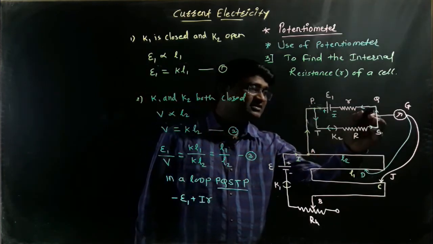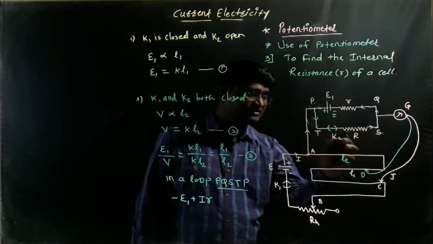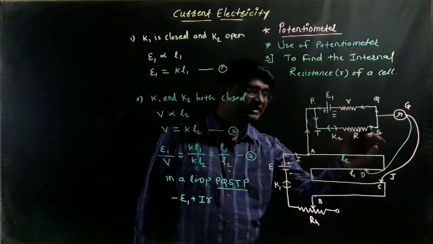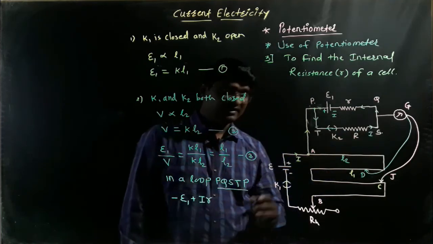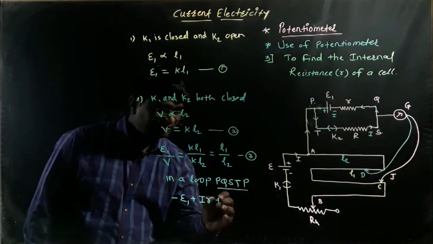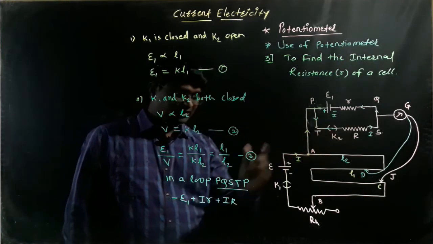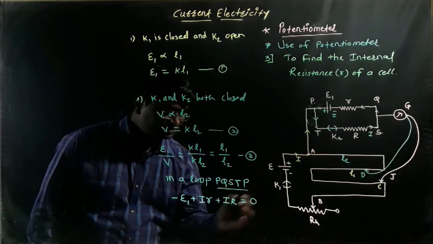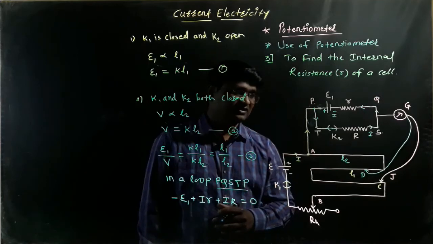So again we reach here from Q to S, and when we move from S to T, another resistance will be connected and the electric current passing through the circuit is denoted by I. So their potential is again positive and this is denoted by IR. There is no other potential, so this is equal to 0. So this is the concept of Kirchhoff's second law of potential.